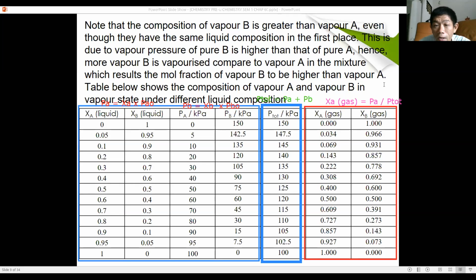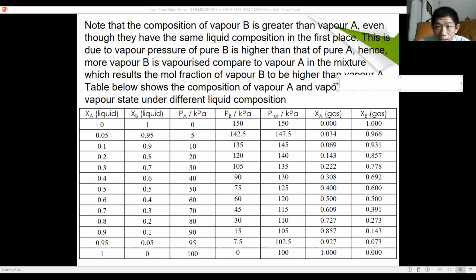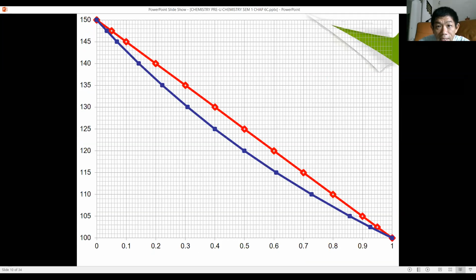Okay, so now we recalculate all this information and then we move it back to the same graph from just now. So what would you expect the graph to look like? This is what you expect the graph to be after you get all this. So the graph will look like this. The blue line here represents the vapor pressure for liquid composition.